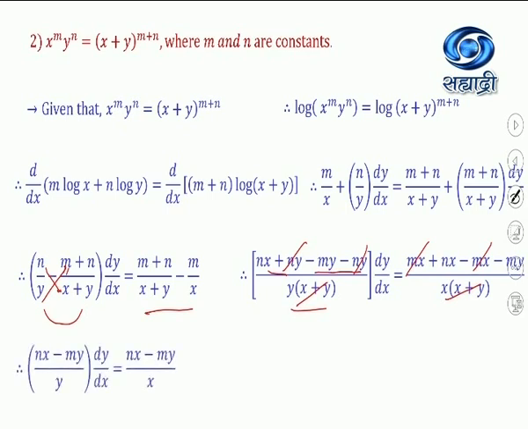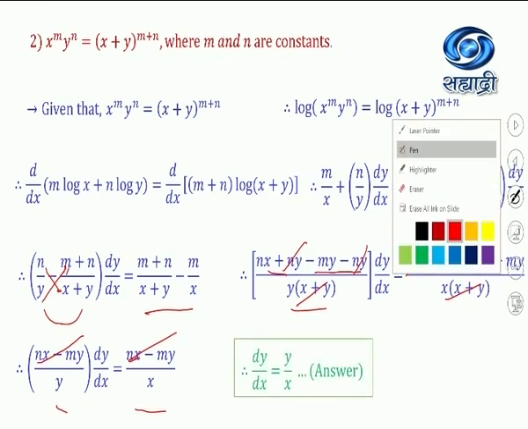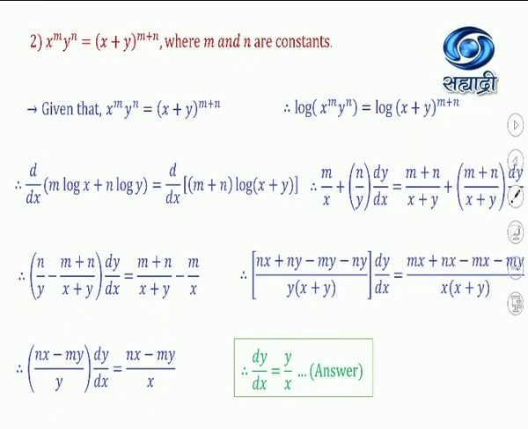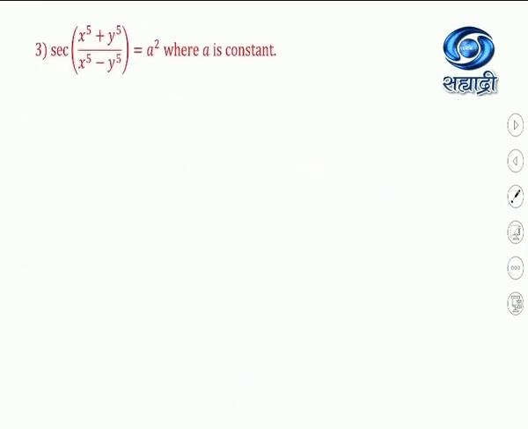So what we get? Our next step is nx minus my upon y into dy by dx is equal to nx minus my upon x. And now you see that the numerators from both sides are the same, so we cancel it. And now our next step is dy by dx is equal to y upon x. Now this is our final answer. Now we will continue with the next example.